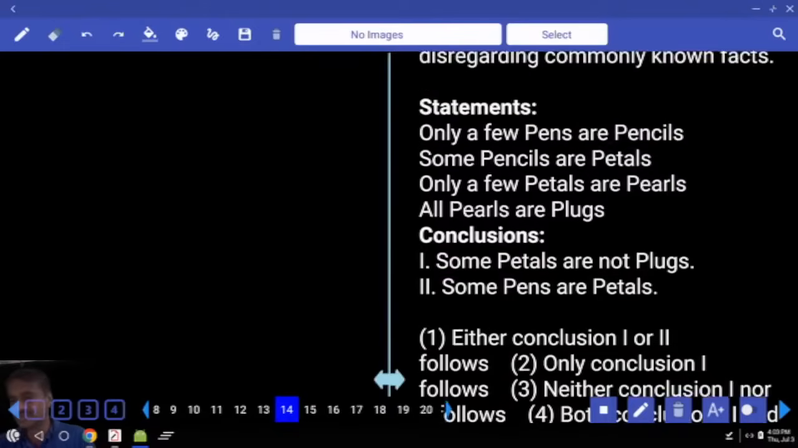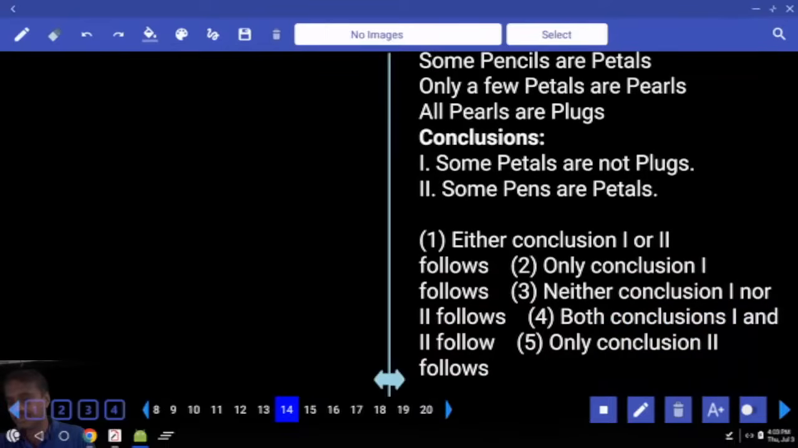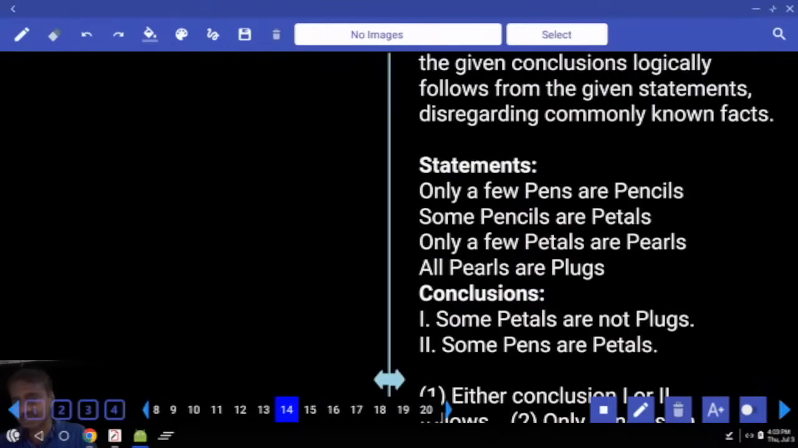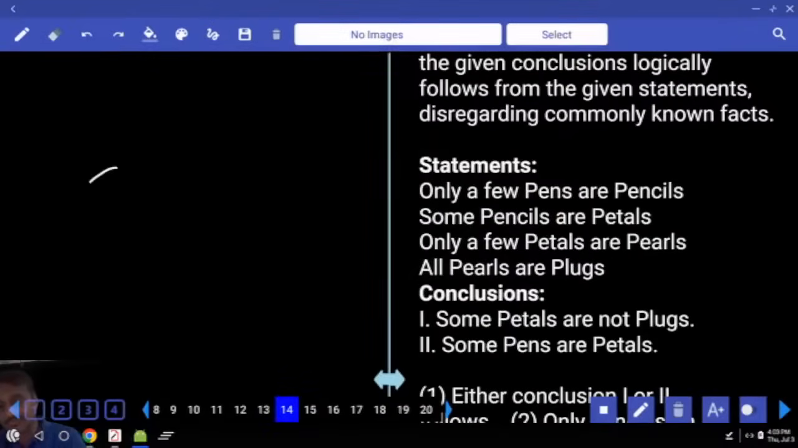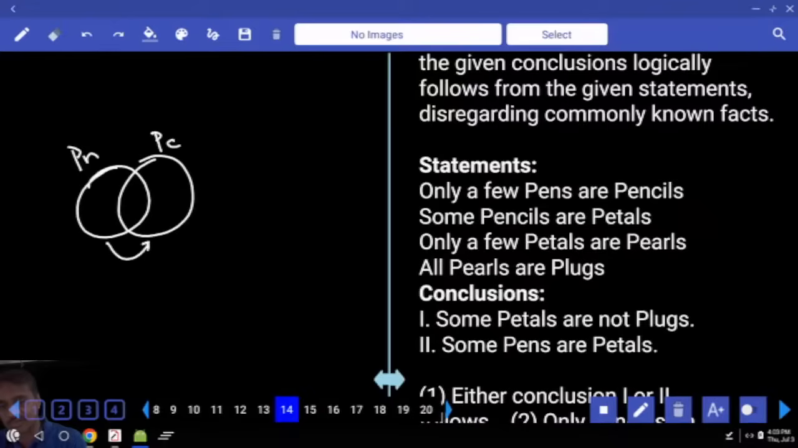Then coming to question numbers 9 to 13, that is done. Then 14 to 16, first or second priority? Definitely first priority. Then only a few pens are what? Pencils. Only some of the pens are pencils but not all. The entire pen is not a part of pencil.